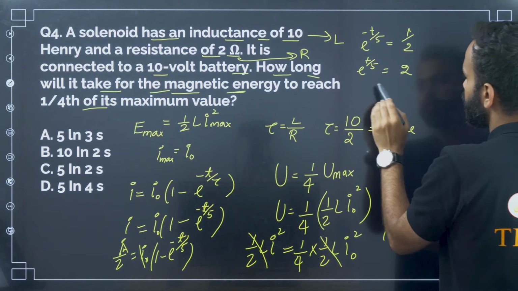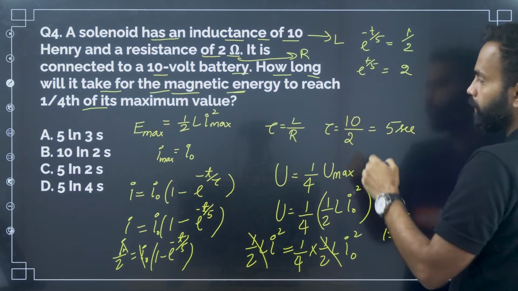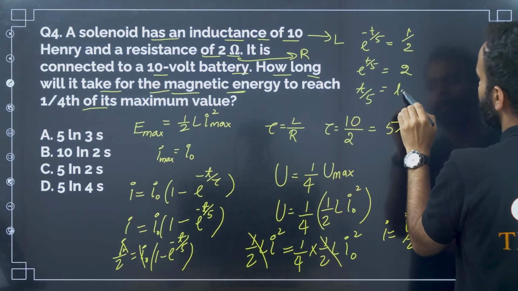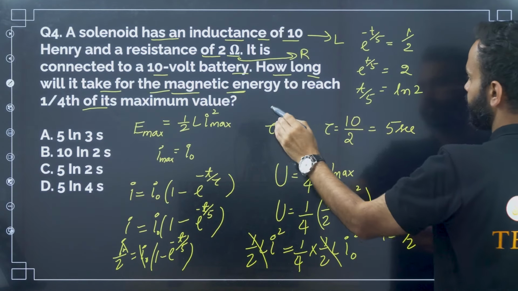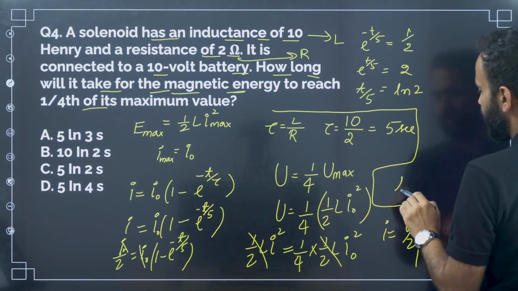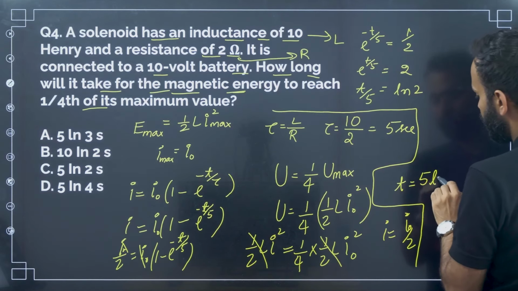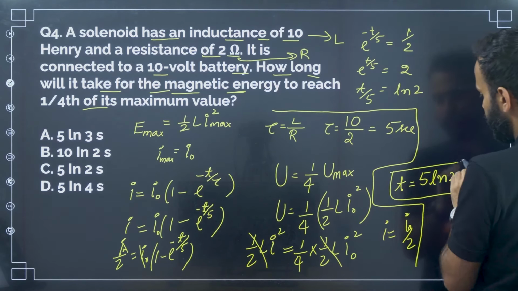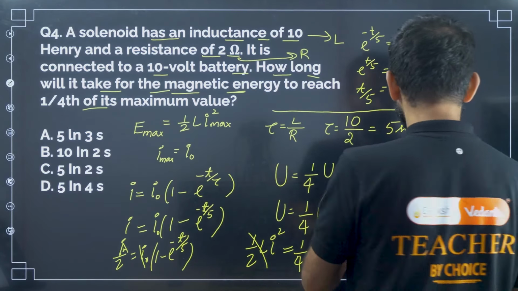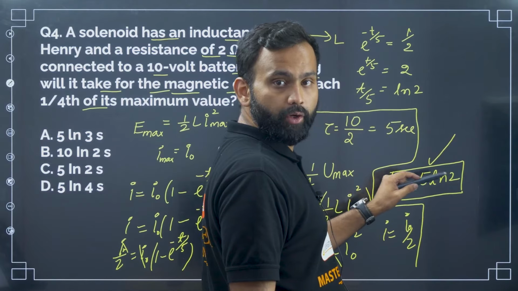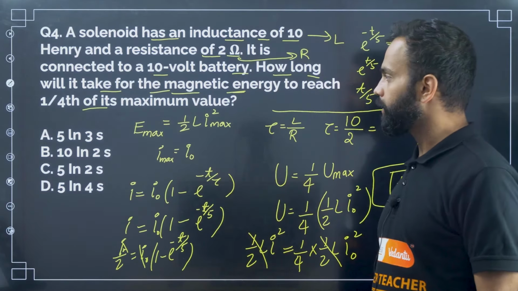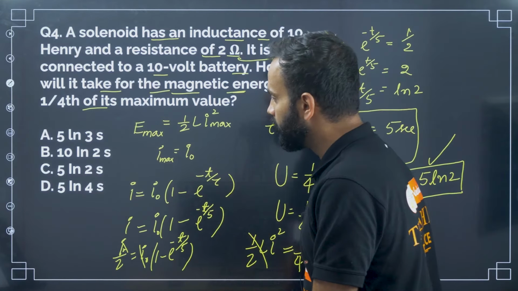Now take log on both sides. The log of e to the power t by 5 is t by 5, which is equal to ln of 2, natural log of 2. So finally time t is equal to 5 into ln of 2. The solenoid will take this much time to reach 1 by 4th of its maximum value. So the correct option is C.